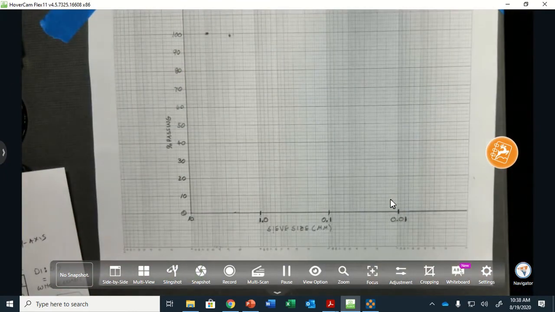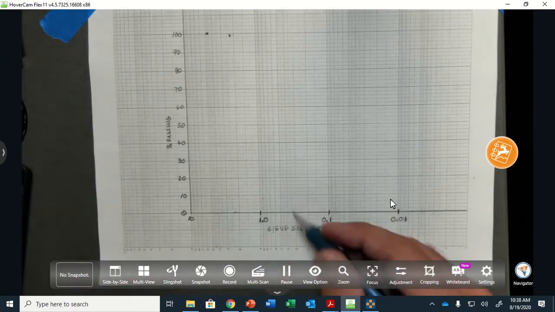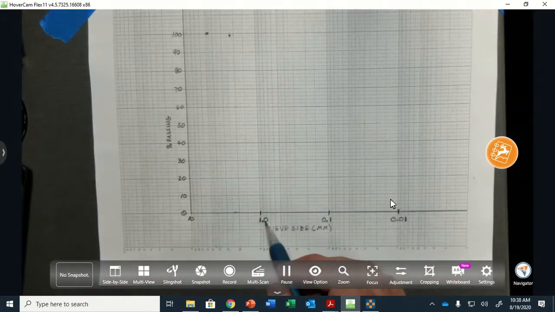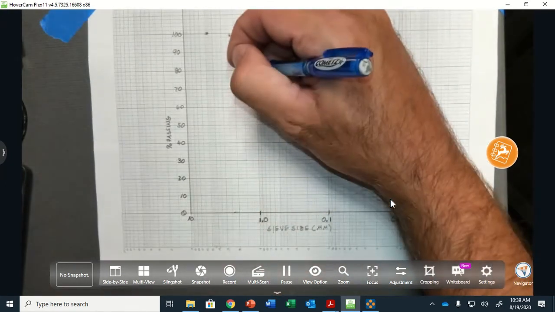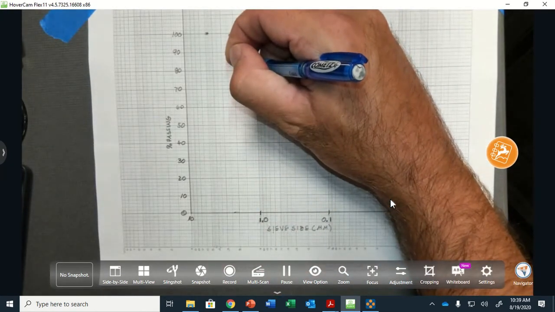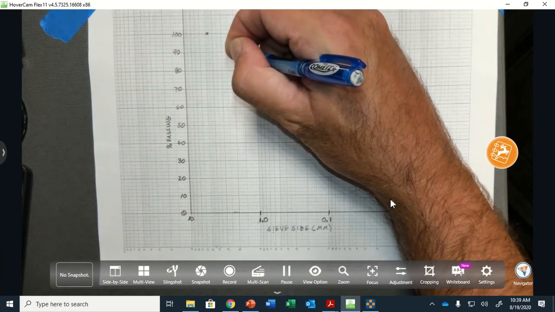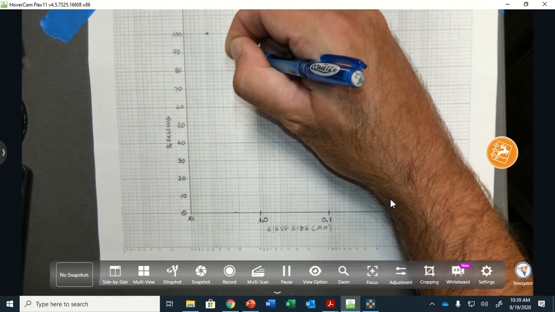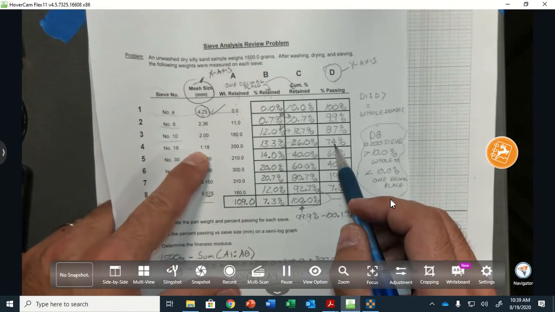Okay. Next one is the number 10 sieve. That's 2.0 millimeters, and that's 87%. At least that one's right on here. So here's one number. It gets larger to the left. 2.0, 82, 84, 86, 88, so 87. I'm putting a solid dot. 87%.